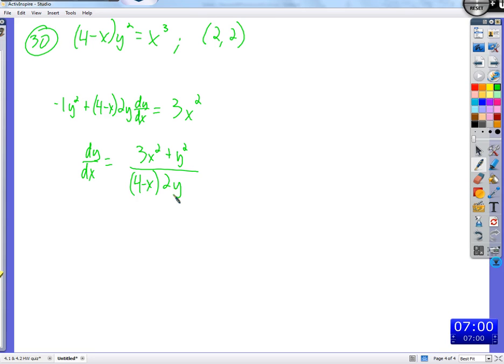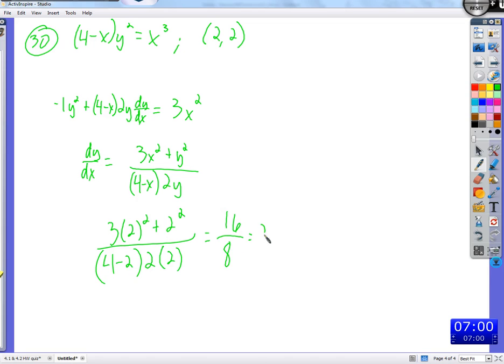Plug in 2 for x, 2 for y. 3 times 2 squared plus 2 squared over 4 minus 2 times 2 times 2. Actual number I got: 12 plus 4, 16. 16 over 4 minus 2 times 2 times 2, that's 8. The slope is 2.